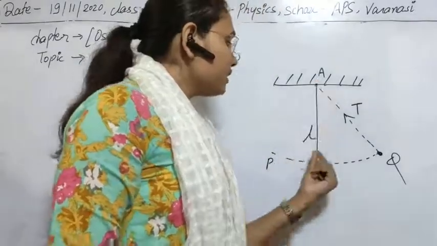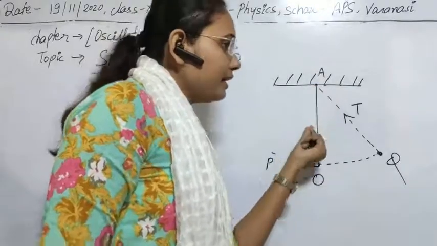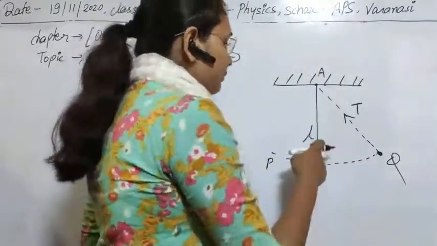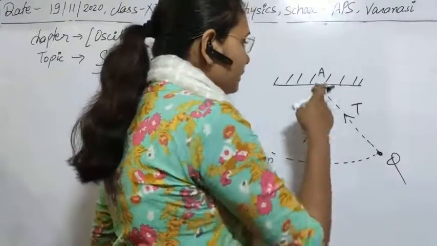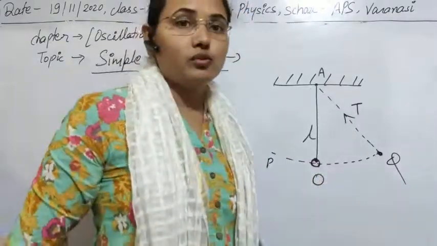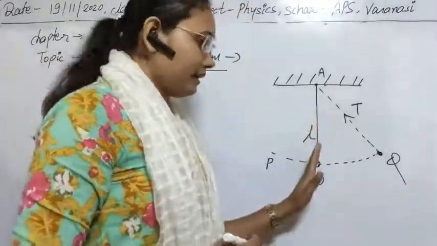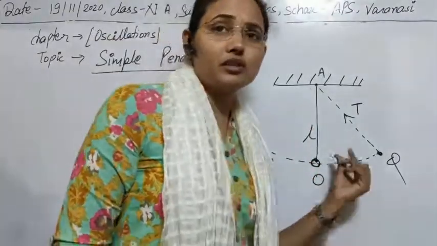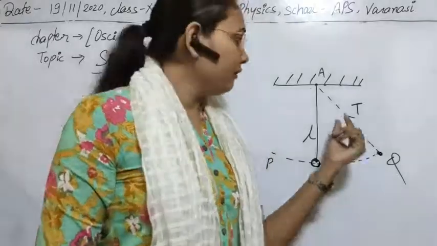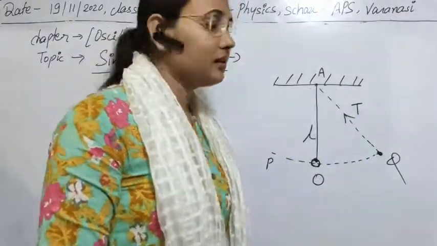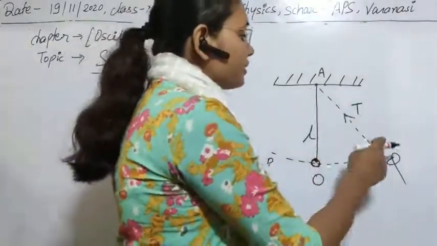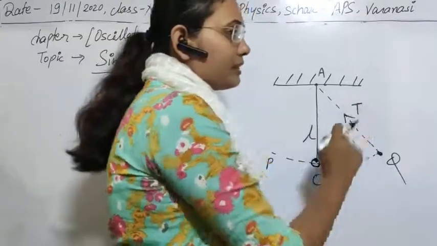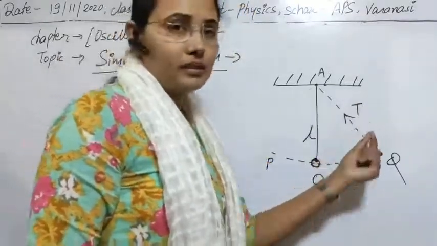So this position will always lie below the point of suspension. We can easily understand what the equilibrium position or mean position is in the case of a simple pendulum with the help of this point of suspension. Clear? Now let's see what types of forces are acting. This is one force that is acting, that is the tension of the string.